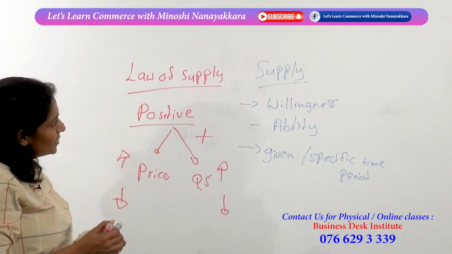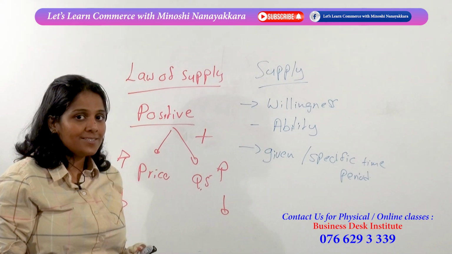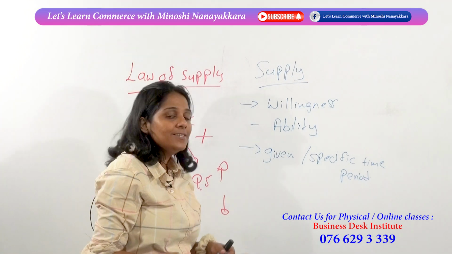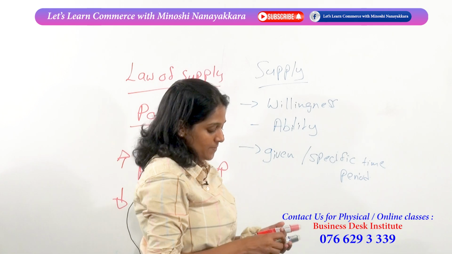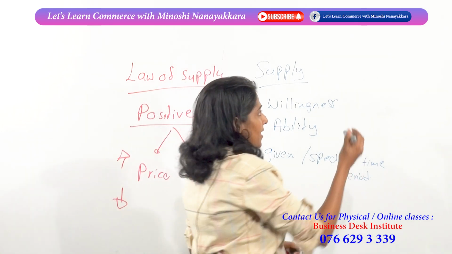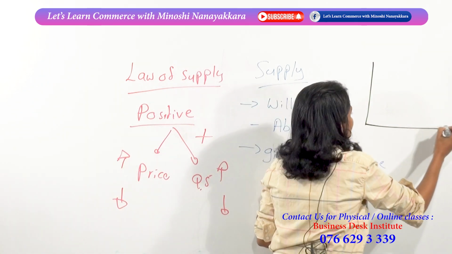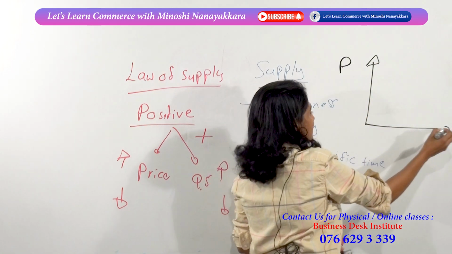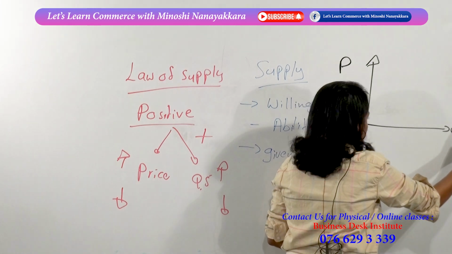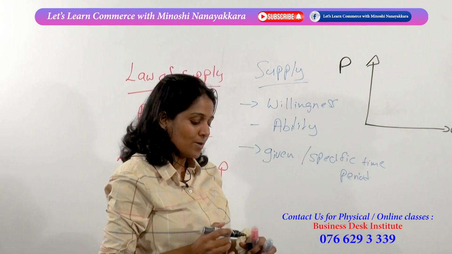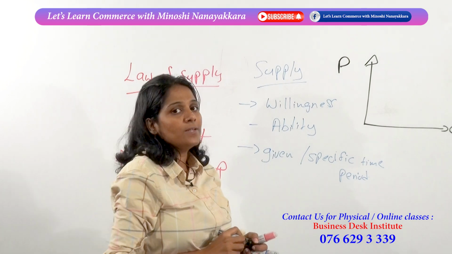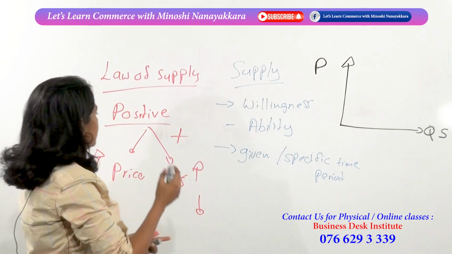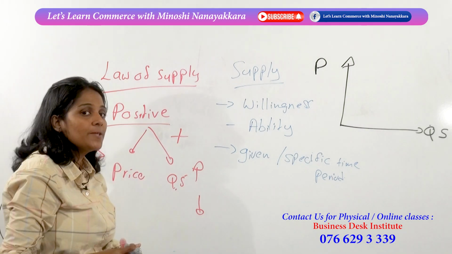Now let's represent this in a graph, called a supply diagram. In the usual way, the y-axis is our price and the x-axis is our quantity supplied. In the previous case it was quantity demanded; in this case it is quantity supplied. Now you know there's a positive relationship between the price and the quantity.